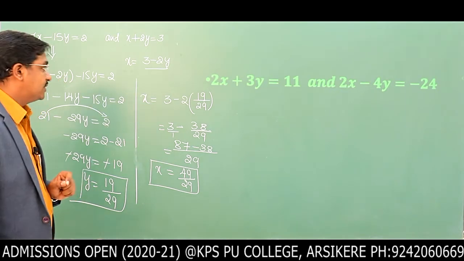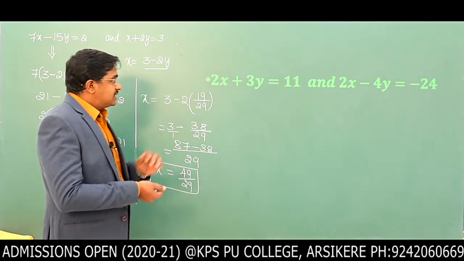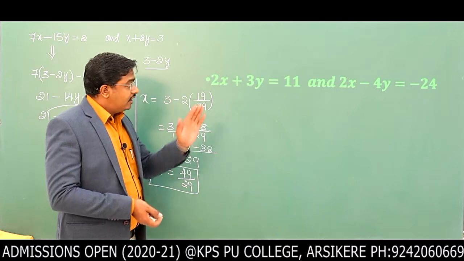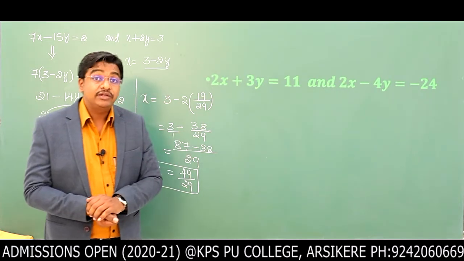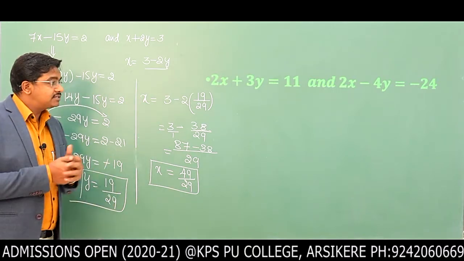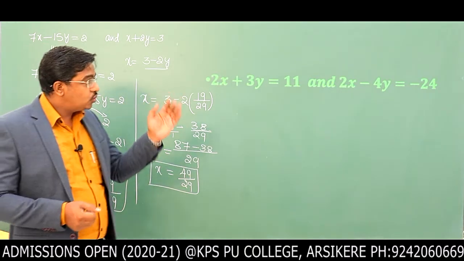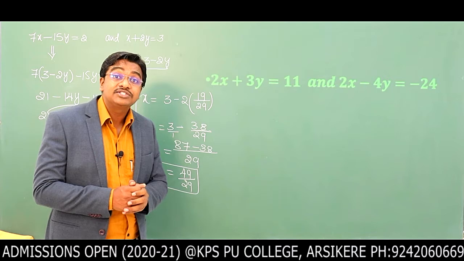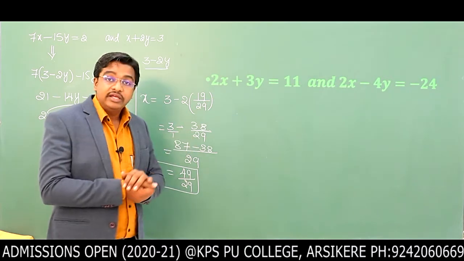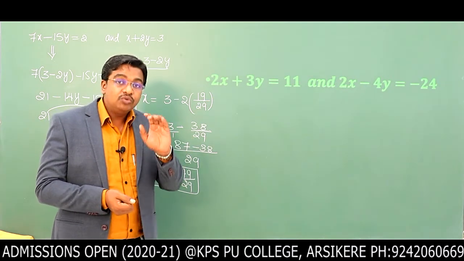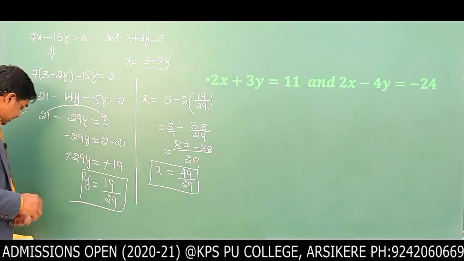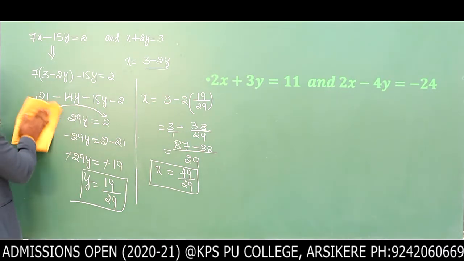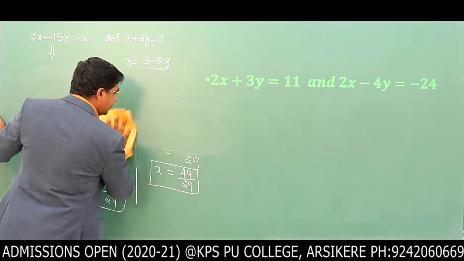And the question is 2x plus 3y is equal to 11, and the second equation 2x minus 4y is equal to minus 24. I repeat, 2x plus 3y is equal to 11 and 2x minus 4y is equal to minus 24. So these are the given equations. Using the substitution method, we can find the values of x and y.